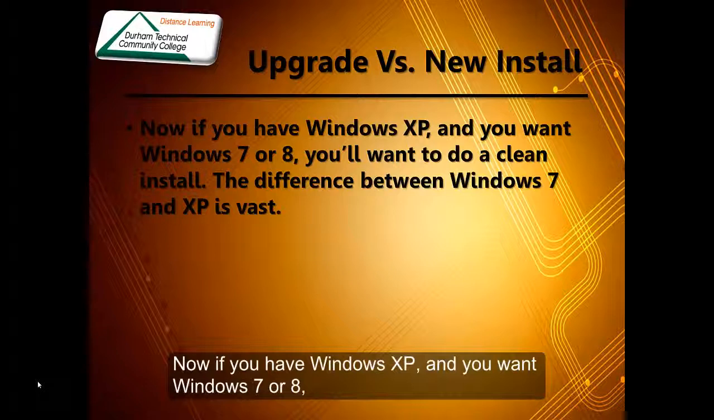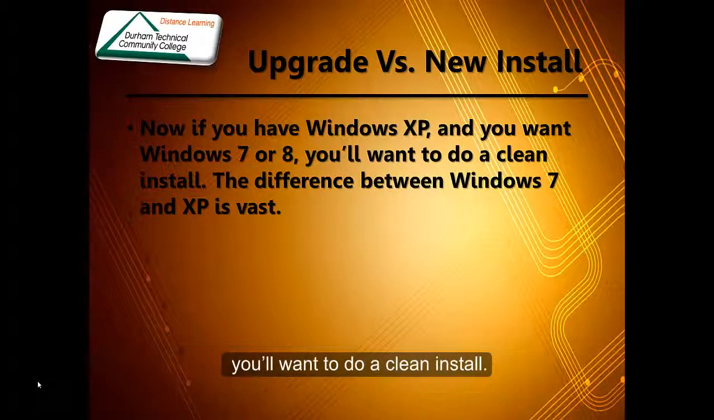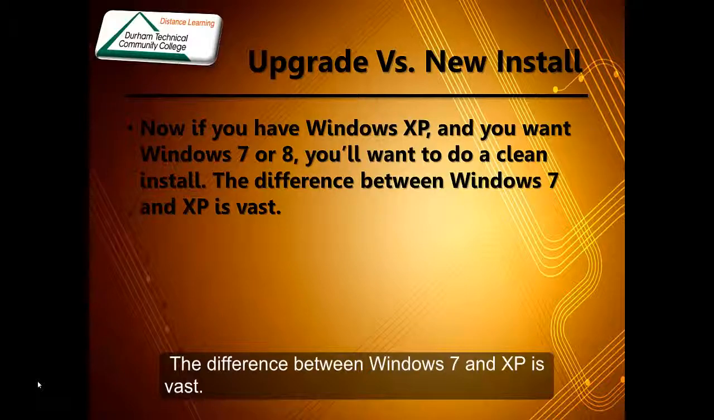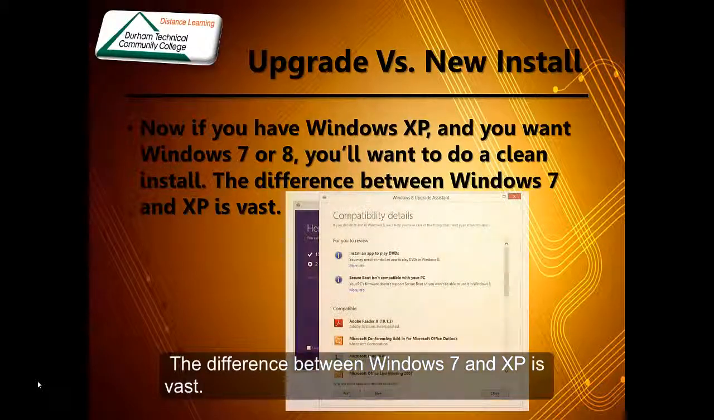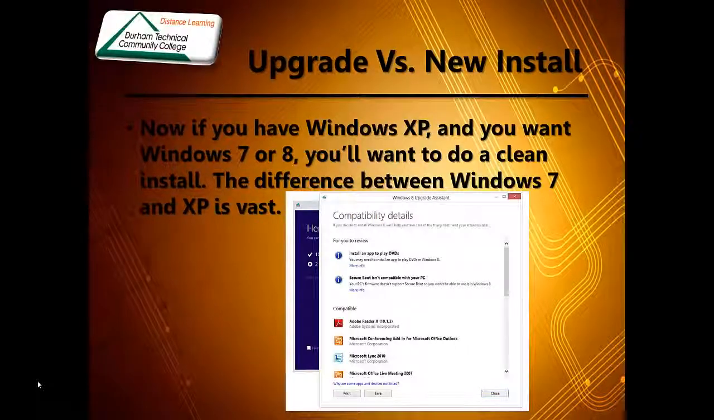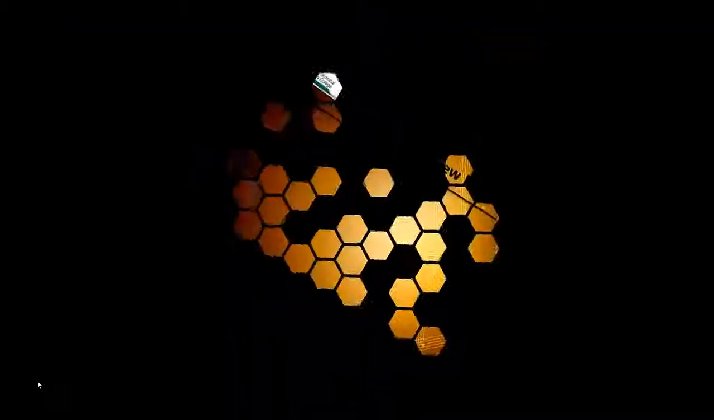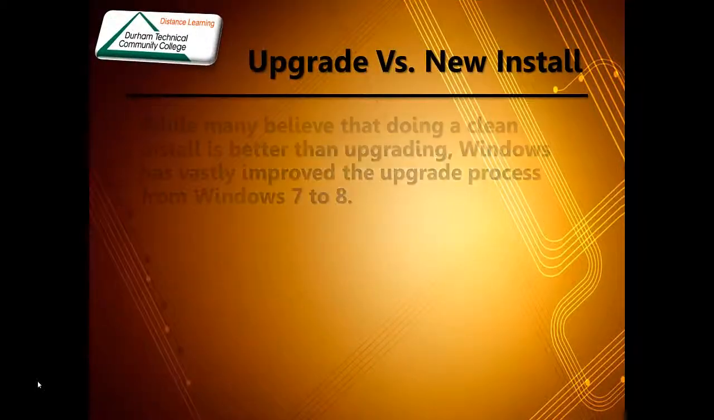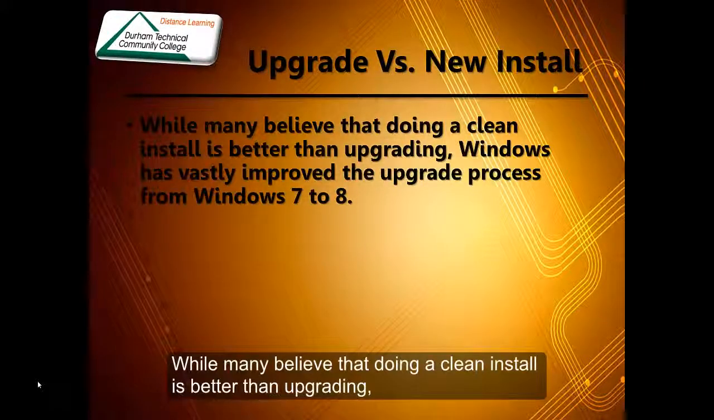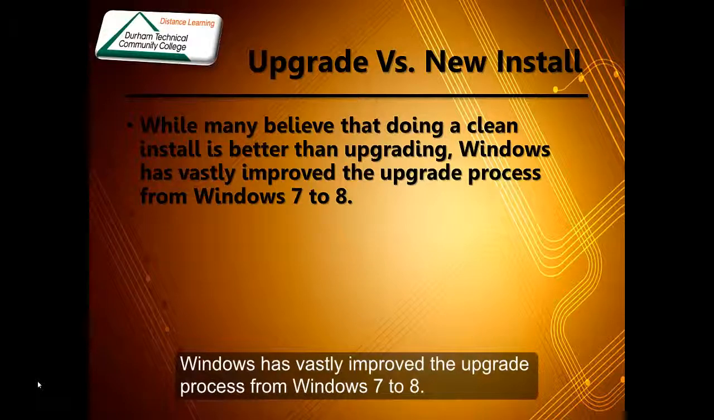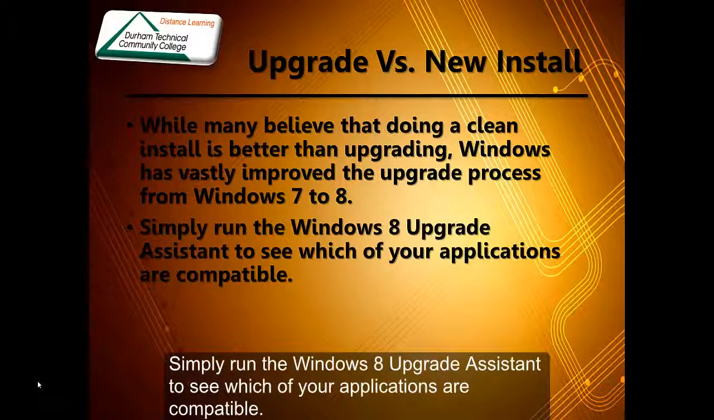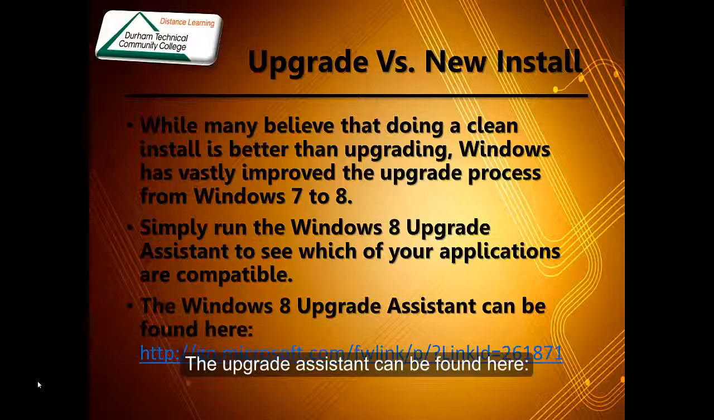Now, if you have Windows XP and you want Windows 7 or 8, you'll want to do a clean install. The difference between Windows 7 and XP is vast. While many believe that doing a clean install is better than upgrading, Windows has vastly improved the upgrade process from Windows 7 to 8. Simply run the Windows 8 Upgrade Assistant to see which of your applications are compatible. The Upgrade Assistant can be found here.